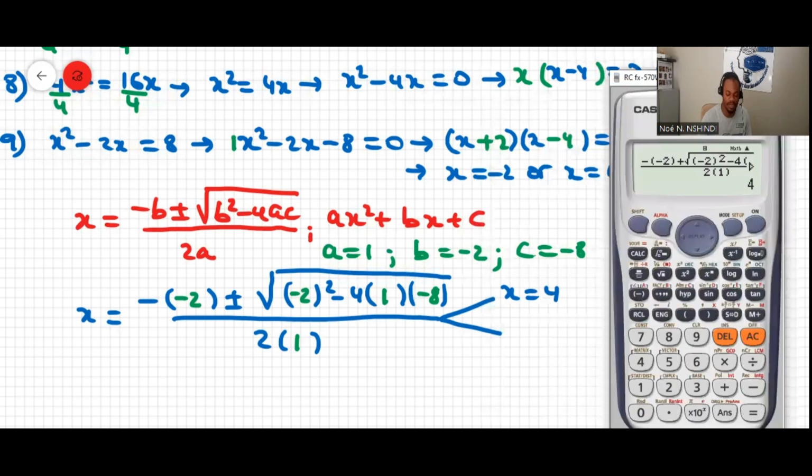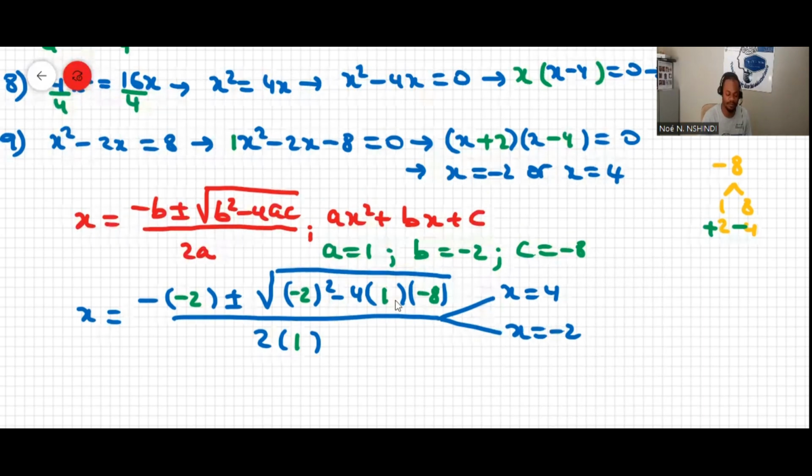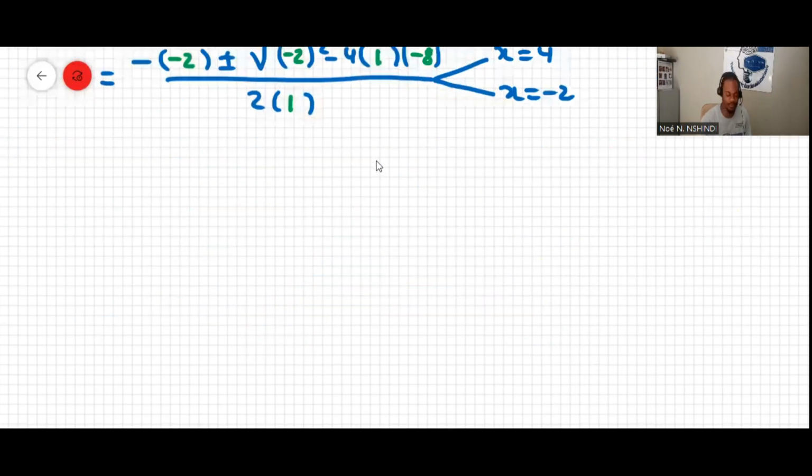Now with the negative, over there I must change the sign. It's not plus but minus. If I press equal, x is equal to negative 2. Those are the same values we got here and there. So we can factorize or use the quadratic formula. It's up to you.